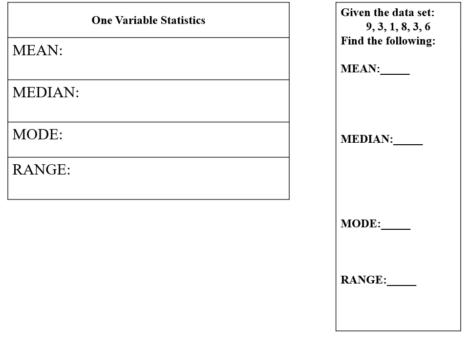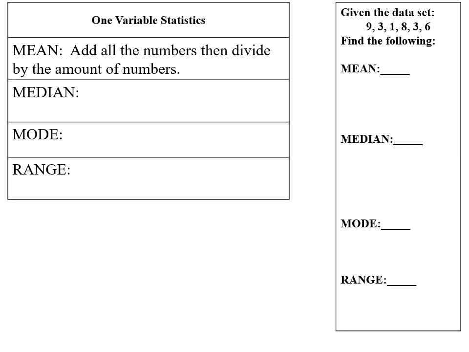One variable statistics is dealing with measures of central tendency. Three of them happen to be mean, median, and mode. And then we can also talk about the range to get an idea of how close those measures of center happen to be. The mean is we add up all the numbers, then divide by the amount of numbers.